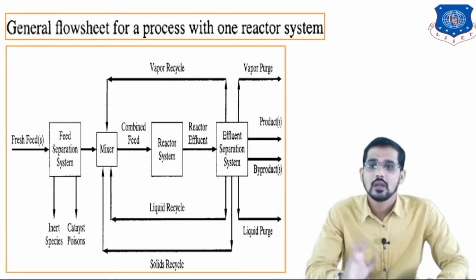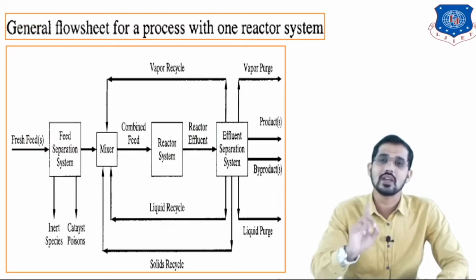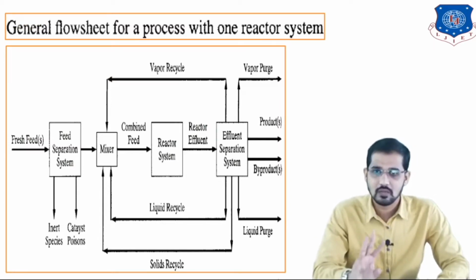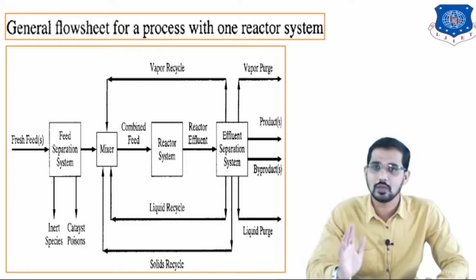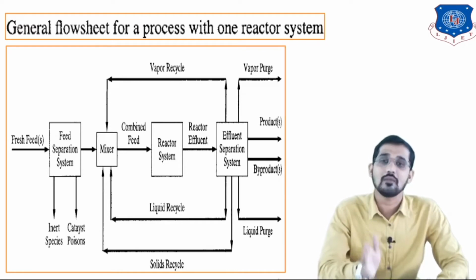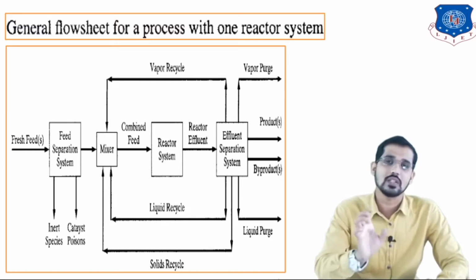industries. Now you can see on the screen, this is the flow sheet for a process with one reactor system. This figure consists of three systems. First one is the one reactor system. Before that, we are using the feed separation system, followed by a mixer, after that the reactor system, and after that the effluent separation system. So what is the significance of all these systems?